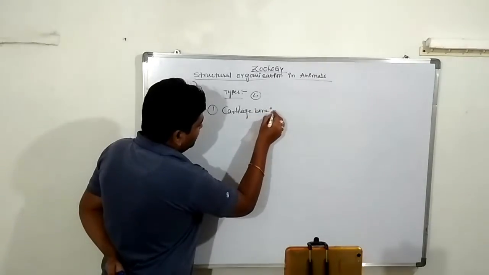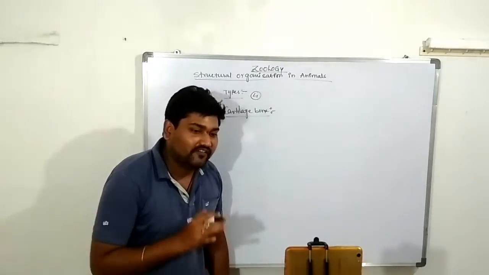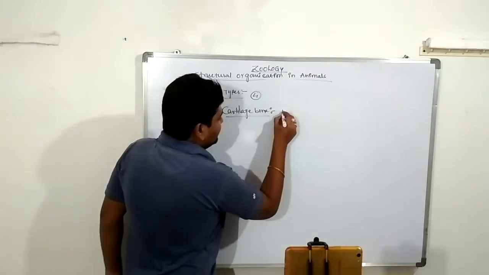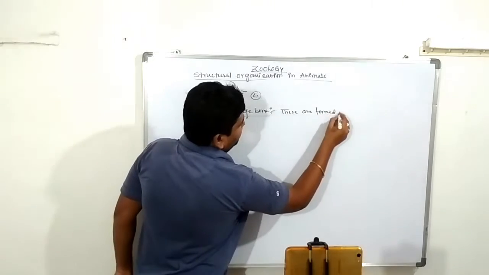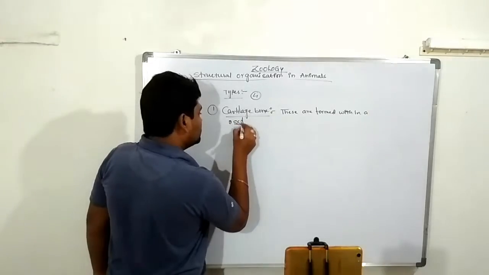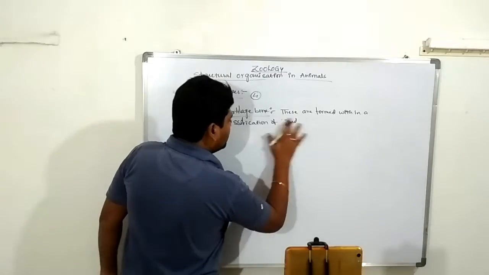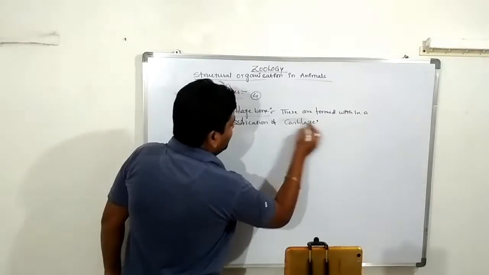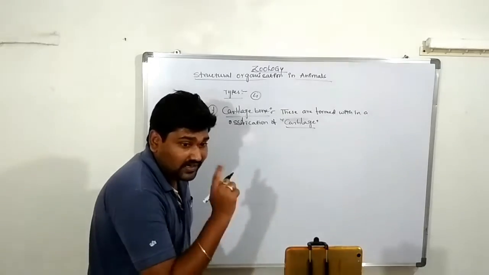So what is the cartilage bone? These are formed by ossification of cartilage. Note down: ossification of cartilage. This type of bone is known as a cartilage bone.